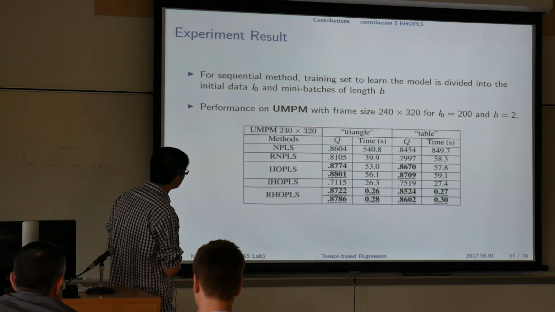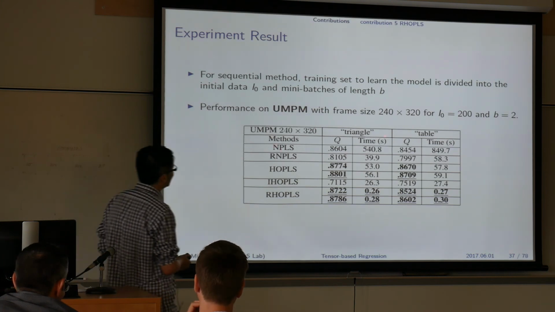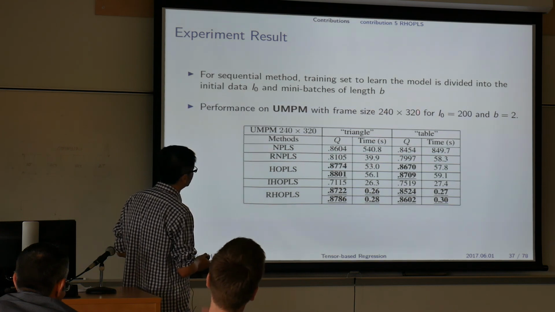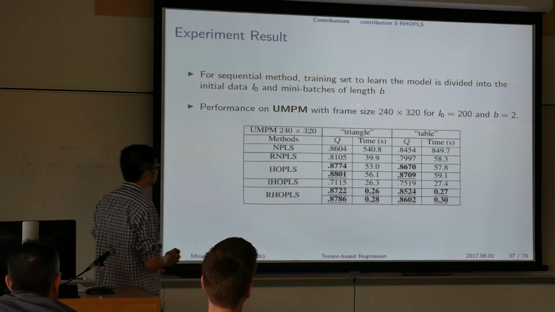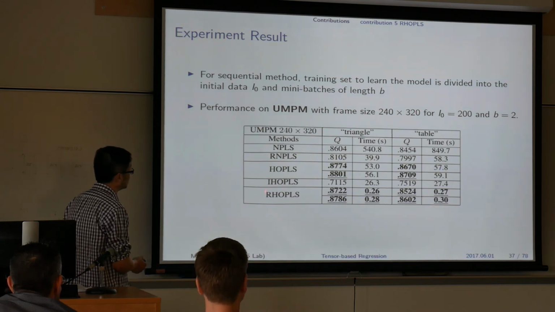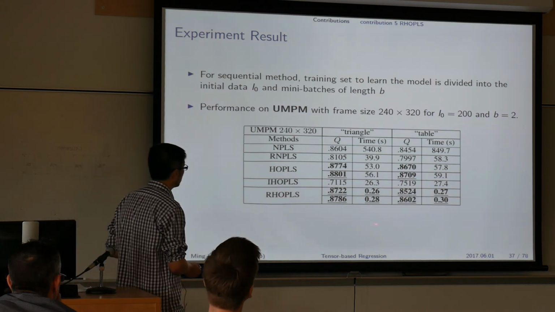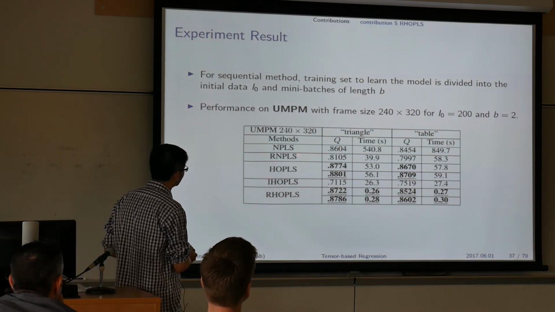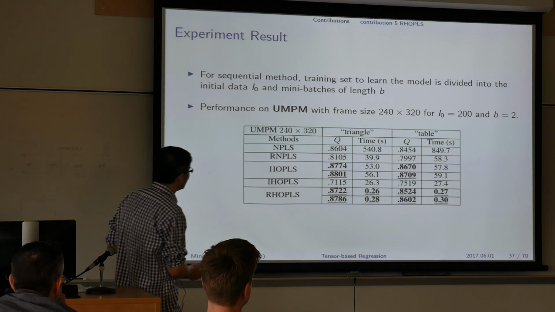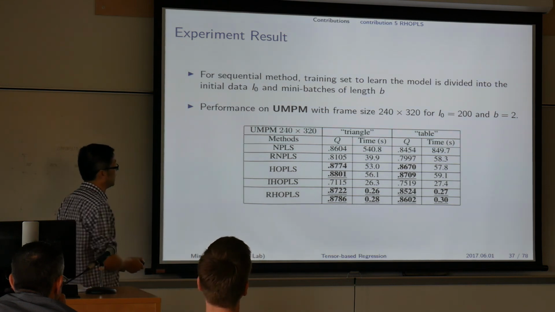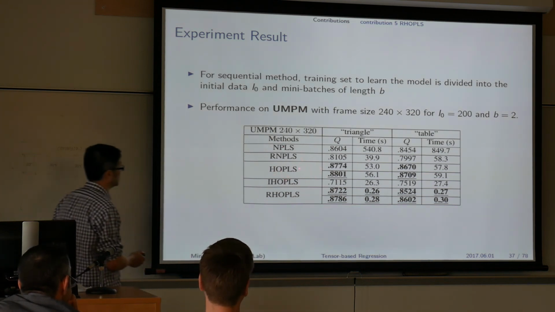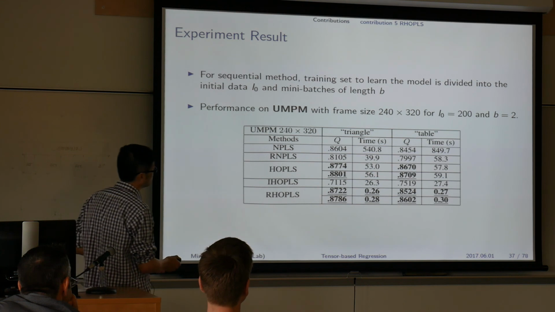And here's the result. We tested this on the UMPM dataset, with video sequences of frame size 240 by 320, and we can see that our RHOPRS significantly outperforms both sequential IHOPRS and RMPLS in terms of accuracy and running time. And our method achieves highly comparable results to the batch HOPRS in accuracy, but is extremely faster.